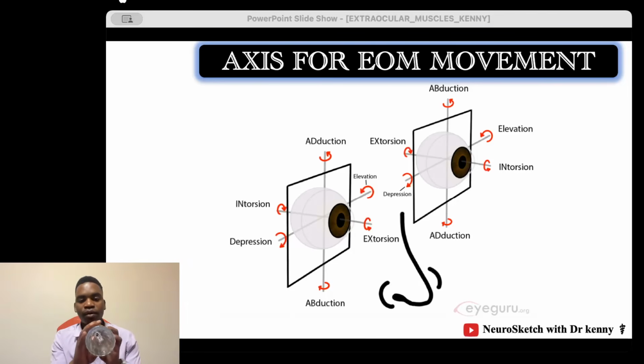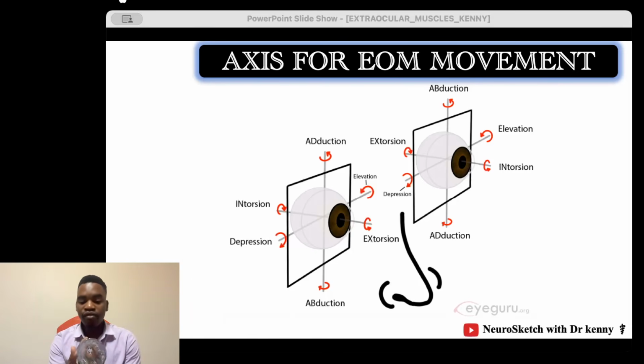movements are possible. Number one, rotation along the axis to the medial side. The rotation to the medial side will be intorsion, and then the lateral rotation along the anterior posterior line will be extorsion. So this is extorsion, this is intorsion, through the anterior posterior line.